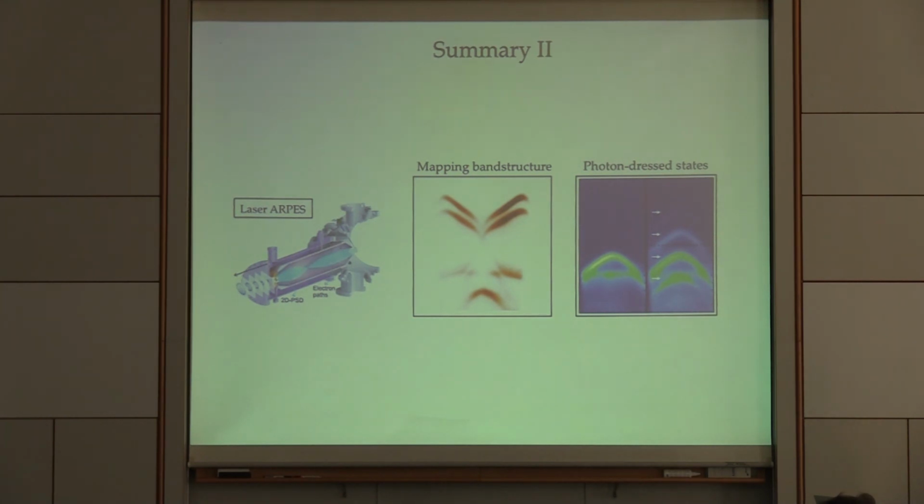So basically, in summary, by using laser ARPES, we can map the band structure of the material. We can also see photon-dressed states.